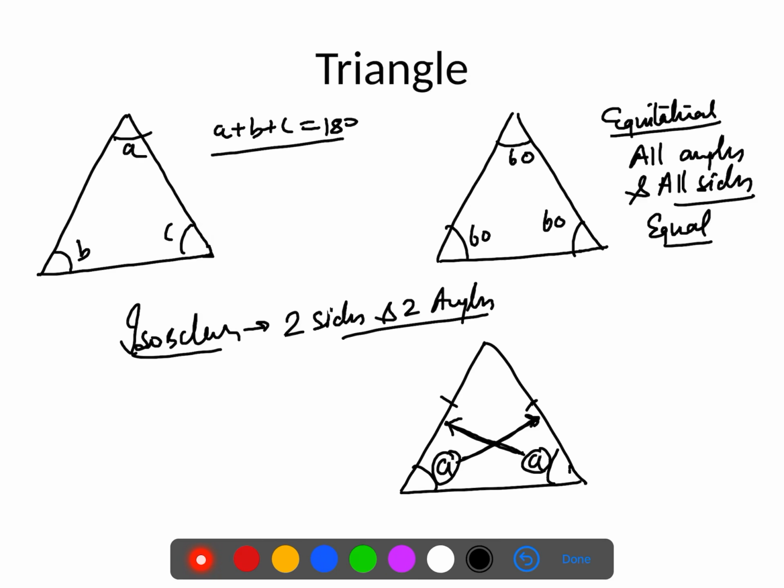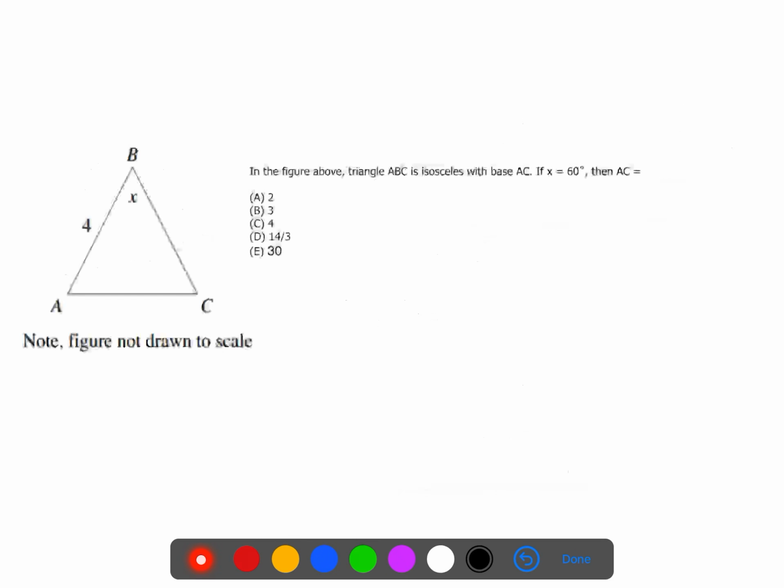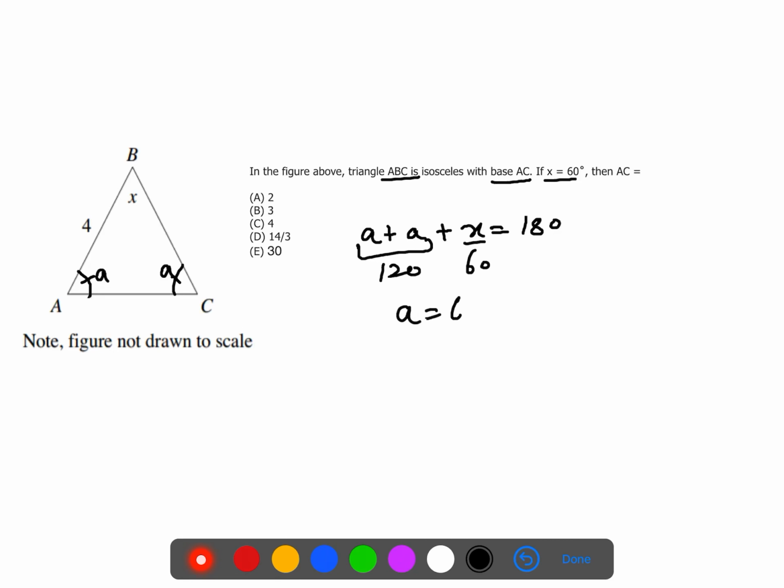Okay. So let's take one question. Triangle ABC is isosceles with base AC. So if x is equal to 60 degree, so this angle is equal to this angle. Let's say A. So A plus x is equal to 180. X is given as 60. So sum of these two must be 120. So that means A is also 60. So all three angles are 60. Now we get to know this is an equilateral triangle. And all sides are equal in an equilateral triangle. That will be our answer.